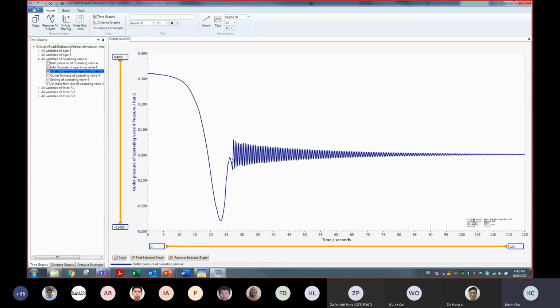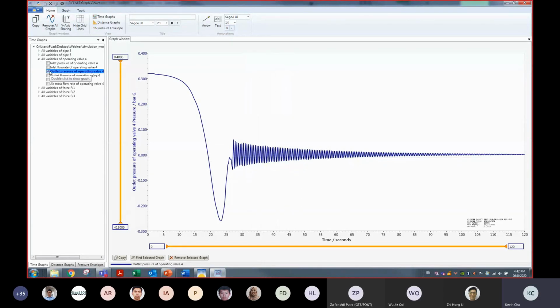After the valve is fully closed, it will still generate some waves here, but compared to the previous analysis, it is much less severe. So this will not cause any issue to the pipeline. So I think by slowly closing the valve, we can prevent the formation of the negative pressure region downstream of the valve.